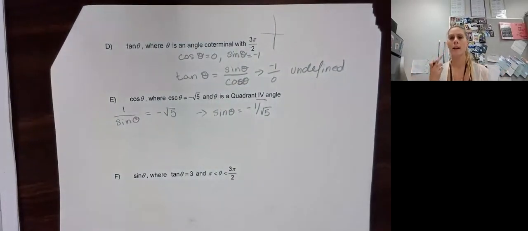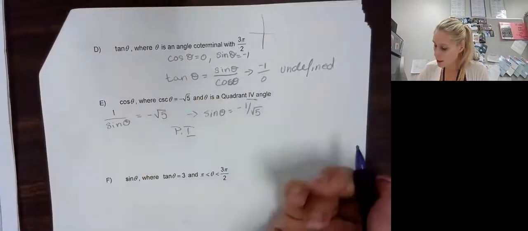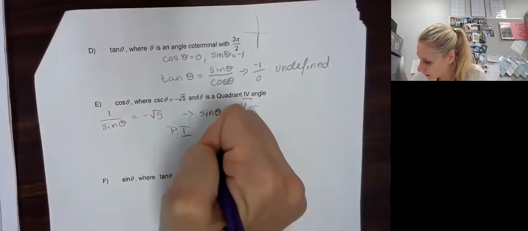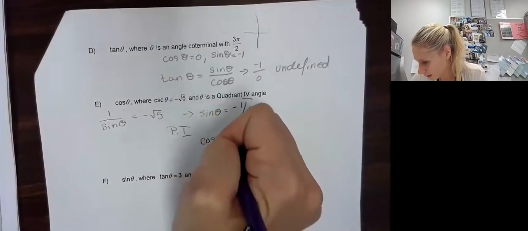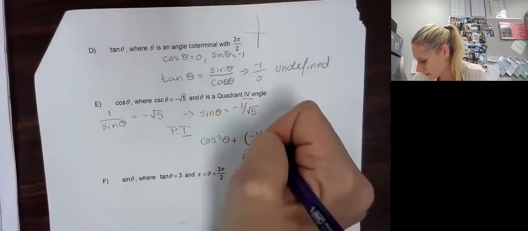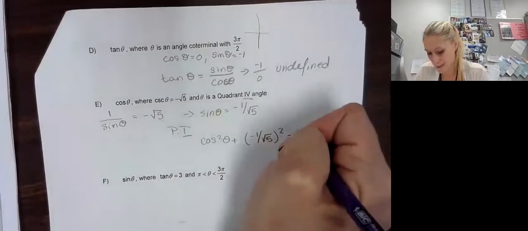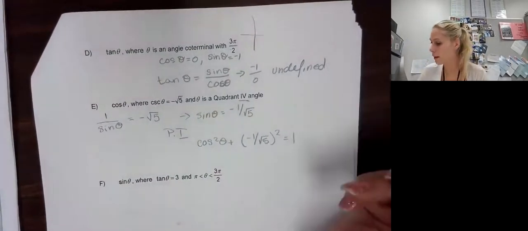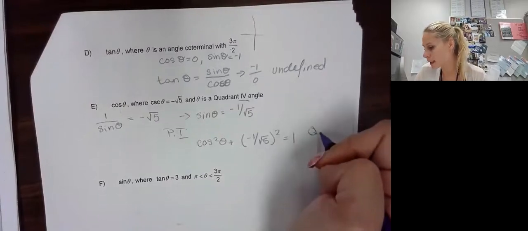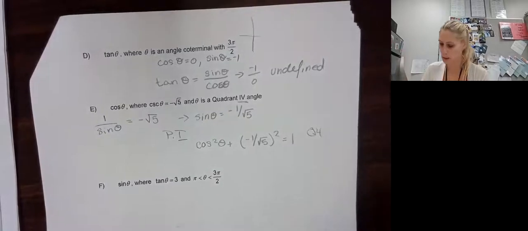Okay, now what? Because we have to find cosine theta. So what do sine and cosine theta have in common? Well, what they have in common is the Pythagorean identity. Remember, that tells us that cosine squared of theta plus sine squared of theta equals 1. And now we're going to solve. And don't forget, we're in the 4th quadrant. This helps us because our answer could be negative or positive, so it tells us which one.